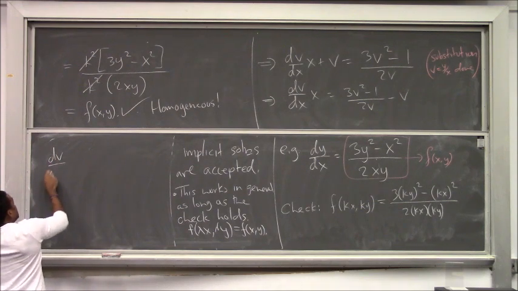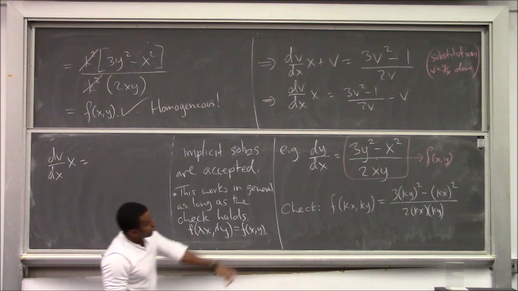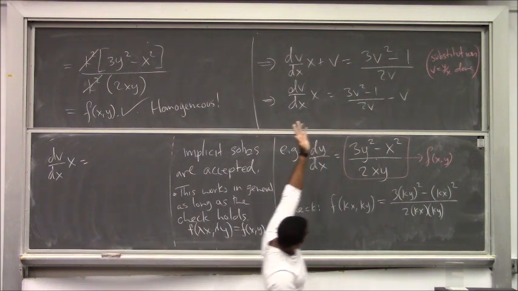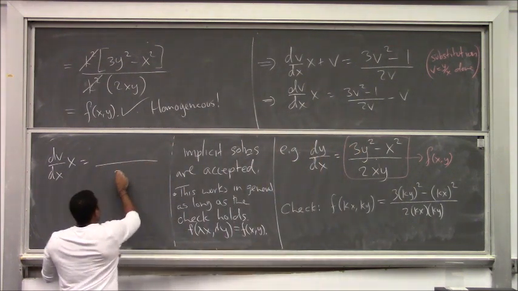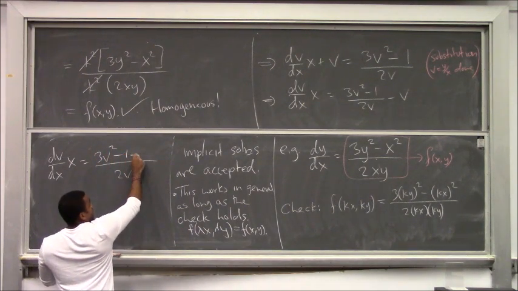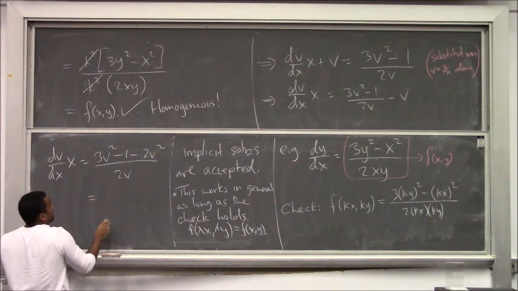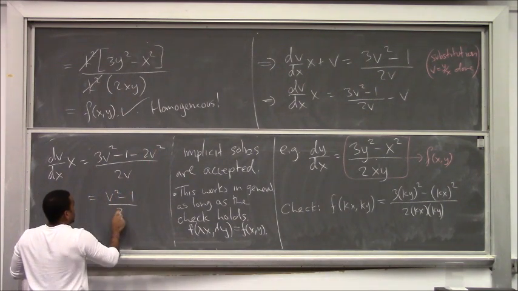We're going to have dv/dx times x equals... now this we're going to multiply by 2v over 2v to create the common denominator. So 2v is going to be on the bottom, on the top is going to be 3v squared minus 1 minus 2v squared. This is going to look like v squared minus 1 over 2v.